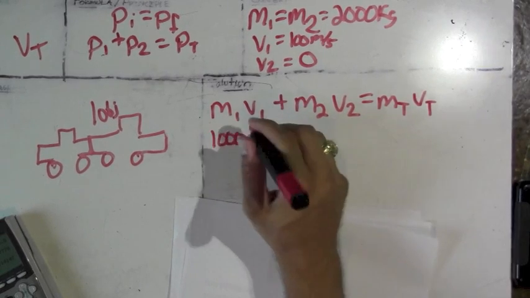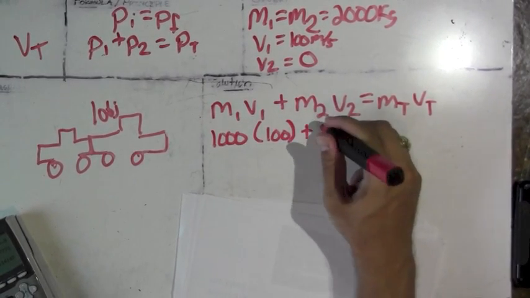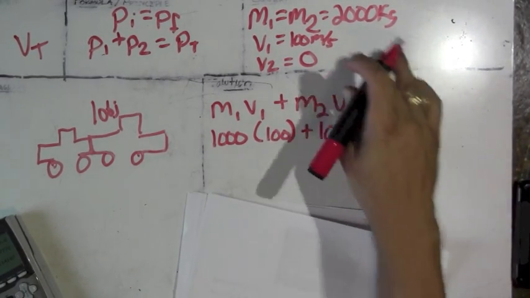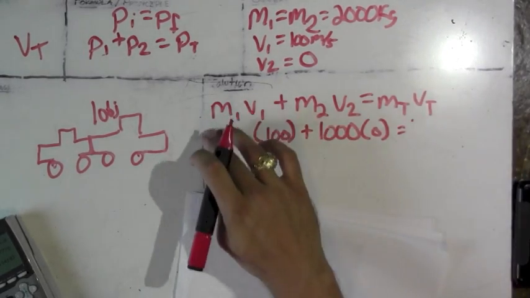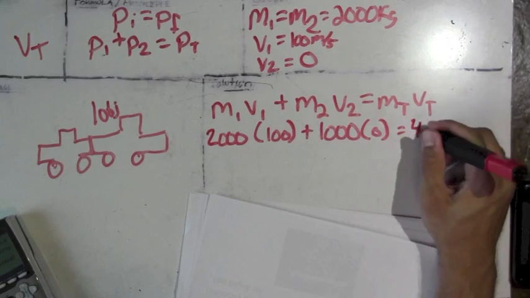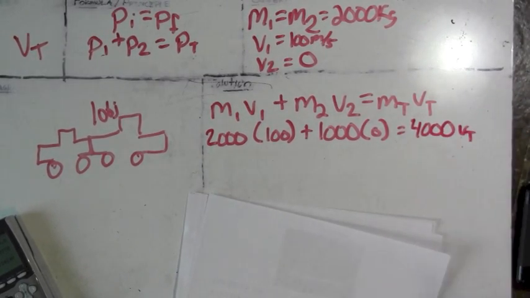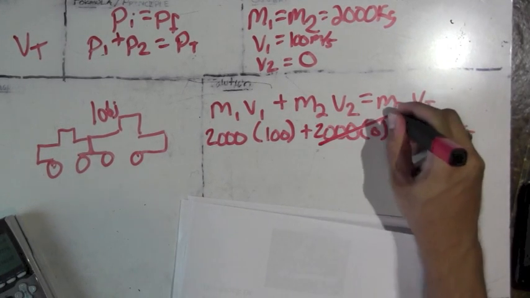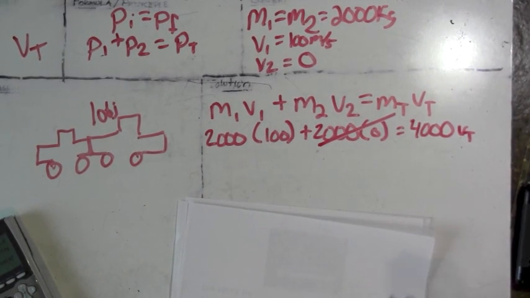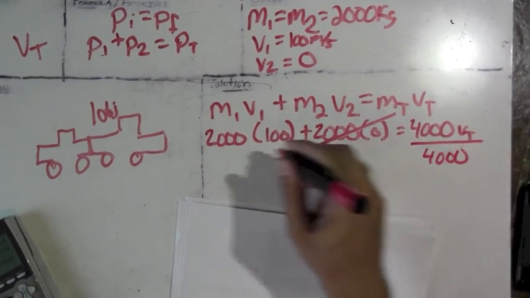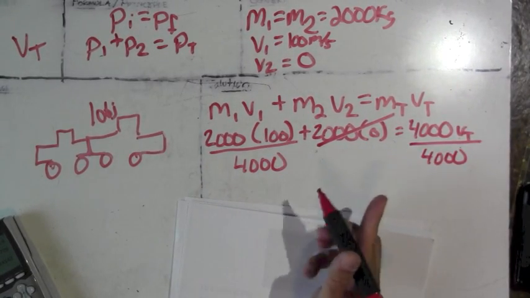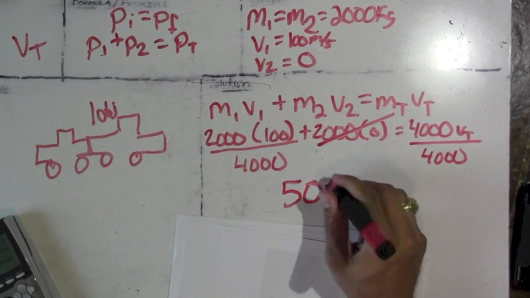So 2,000 times 100 plus 2,000 times 0 equals the total mass, which would be the mass of those added together, which would be 4,000. Okay, so once you're here, realize that this term is 0 because 2,000 times 0 is still 0. And all I have to do is divide both sides by 4,000. So when you take 2,000 and divide by 4,000, you should realize that's half. Half of 100 is 50 meters per second.